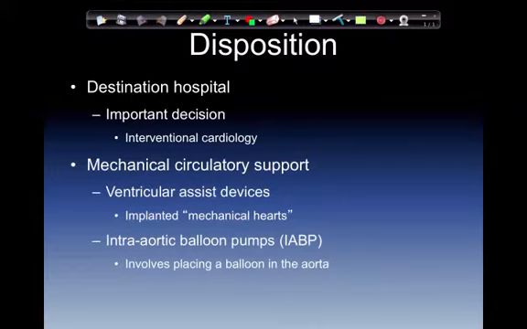On the disposition, take them to an appropriate hospital. Important decision. If you think it's acute, you're going to need to take them to a hospital that has interventional cardiology, or they have the ability to provide them with a stent if necessary, or an angioplasty. Mechanical circulatory support, ventricular assistant devices may also be considered. A couple hospitals in the metro Oklahoma City area, primarily one, have implemented and put in ventricular assistant devices. But they're essentially mechanical hearts that assist the left ventricle.